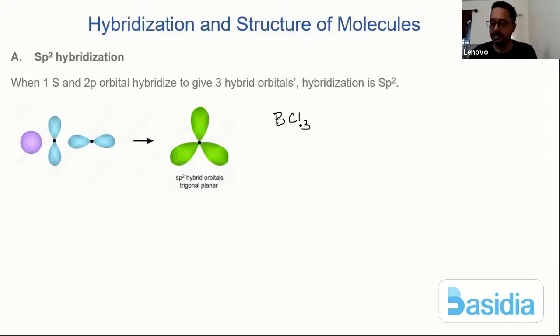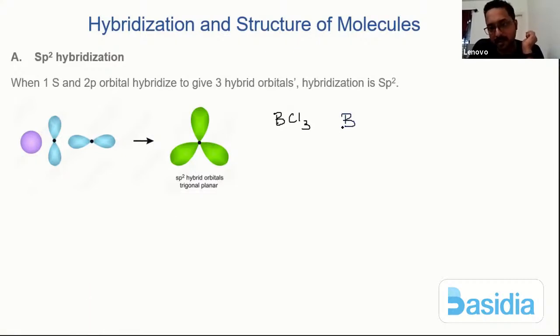So if I take a BCl3 molecule, let me say I want to find out the hybridization with respect to the boron atom here. Okay, so I want to find out the hybridization of the boron atom, and the first thing is I'm going to write the electronic configuration.